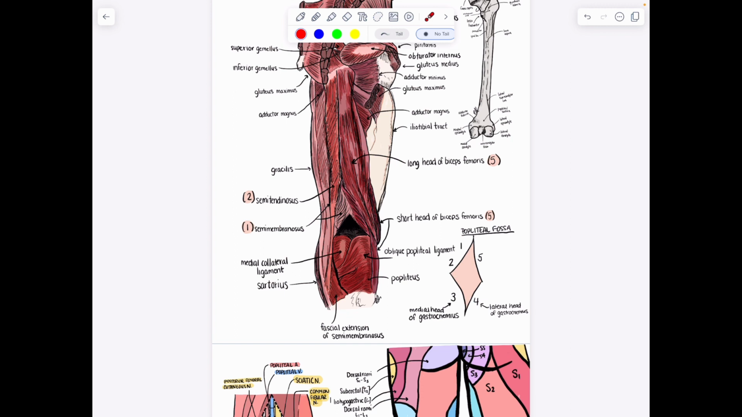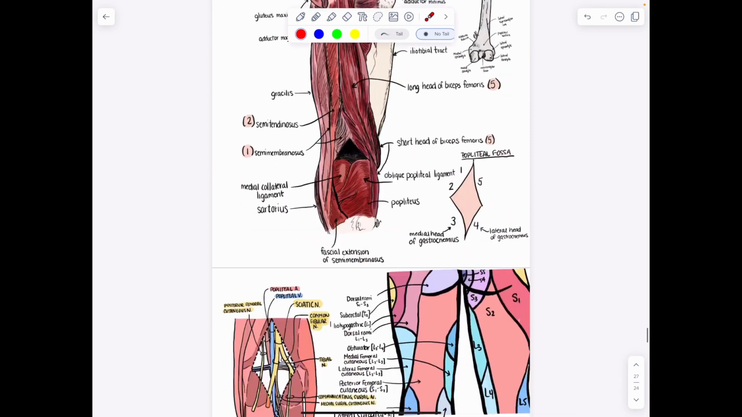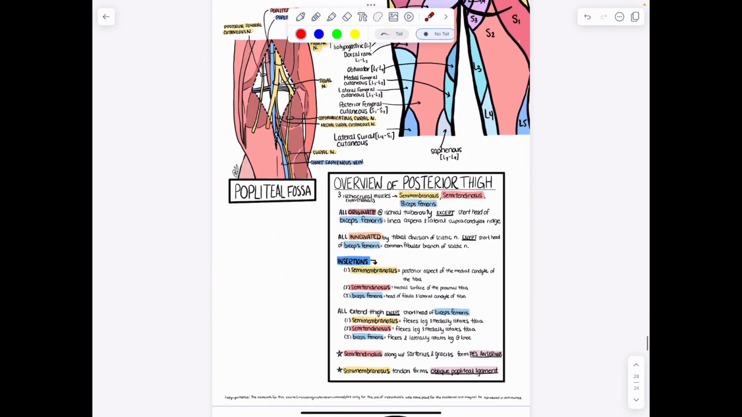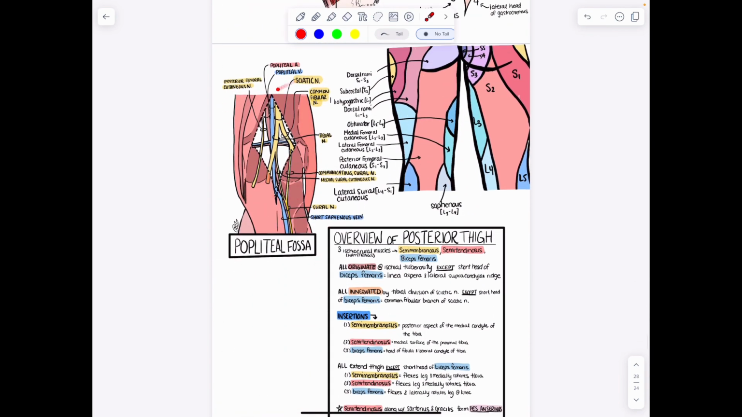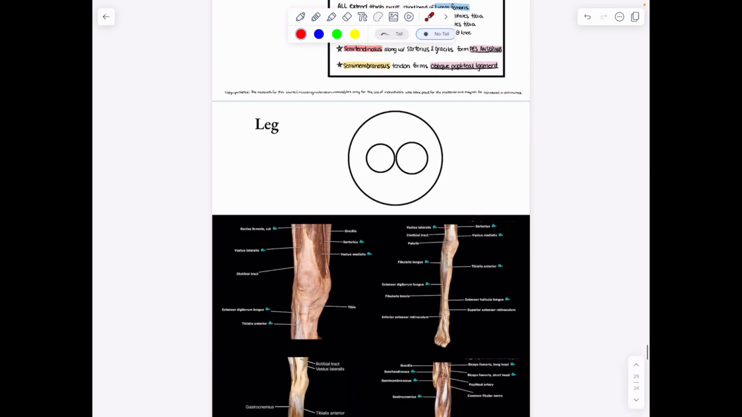Popliteus is on the back of the knee, and popliteus is what unlocks the knee. So that's an important muscle. I'll talk about that in lab a little bit. So this is just looking at the popliteal fossa. That is more of a lecture idea. That's where we get a lot of knee things. And then here's just a little information talking about the origin insertion. Again, that's more lecture ideas, so no worries on that.